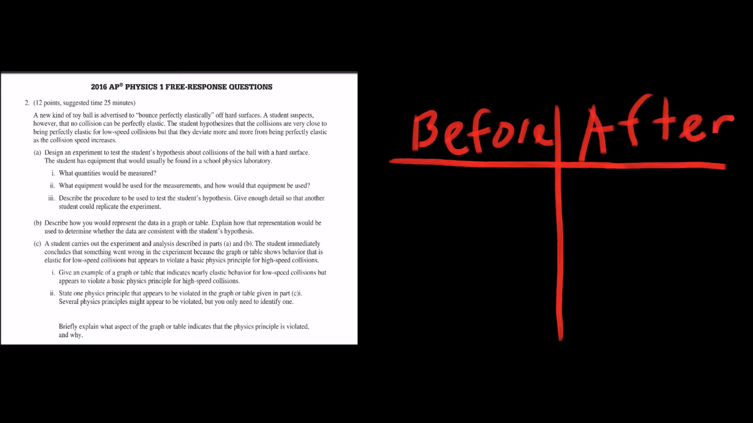That's what we're looking at right now. So before, in that table, before is going to be our x-axis, after is going to be our y-axis. Sound good? So in our before, we're going to have kinetic energy, incident, or initial, and in our after, we're going to have kinetic energy.